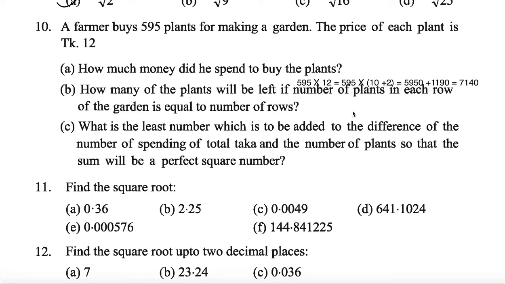How many plants will be left if the number of plants in each row of the garden is equal to the number of rows? The farmer buys 595 plants for making a garden. The price of each plant is 12. The number of plants in each row is equal to the number of rows. That is, the number of columns is equal to the number of rows. That is how you have to take it.